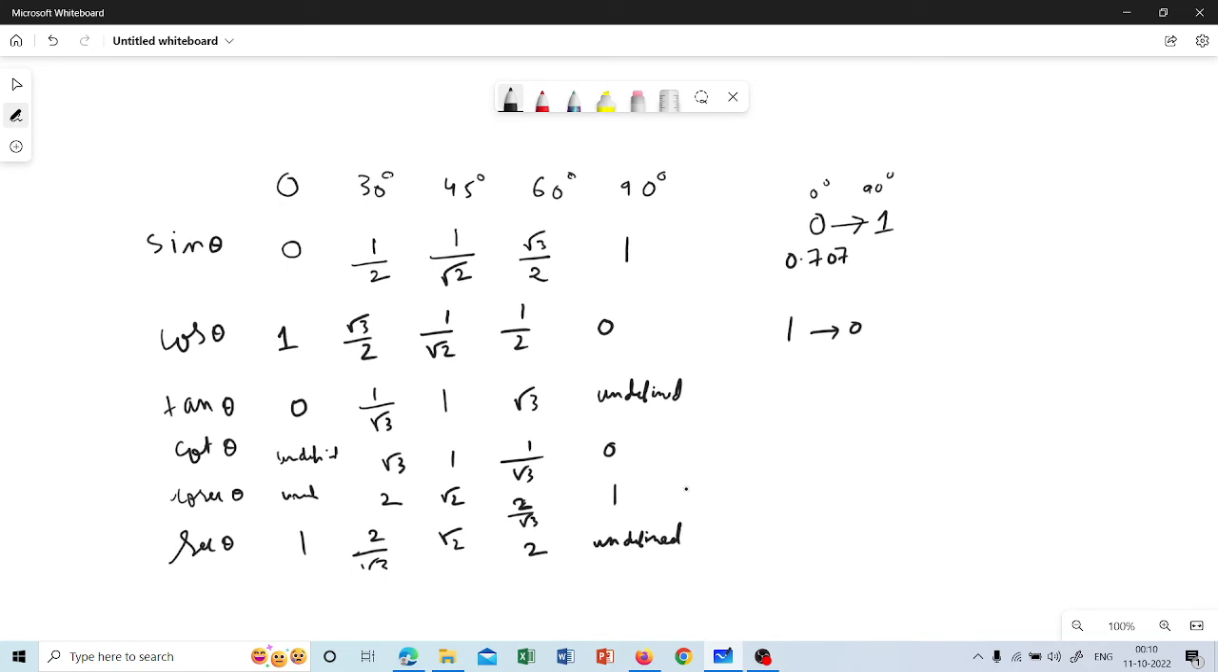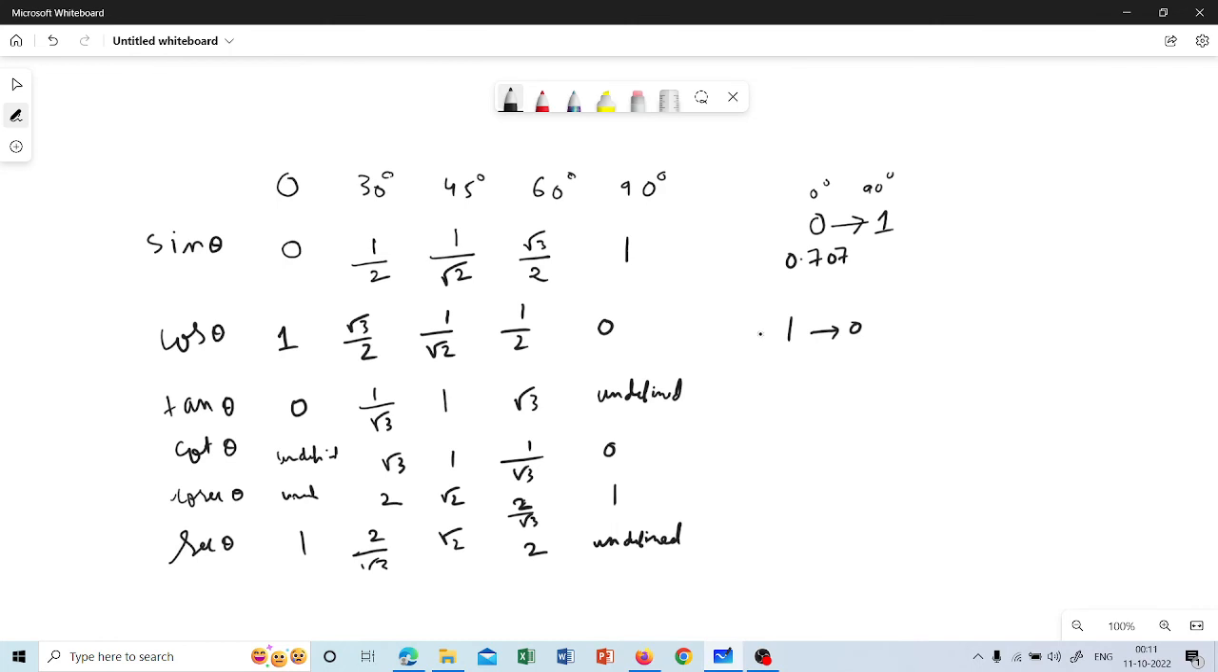So I hope it is clear how to write the table. I suggest that you practice writing it so that it will be much simpler. You only have to remember the values of sine theta, which vary from 0 to 1. I will also teach you how to derive it within 2 minutes in case you forget. So this is the beginning.